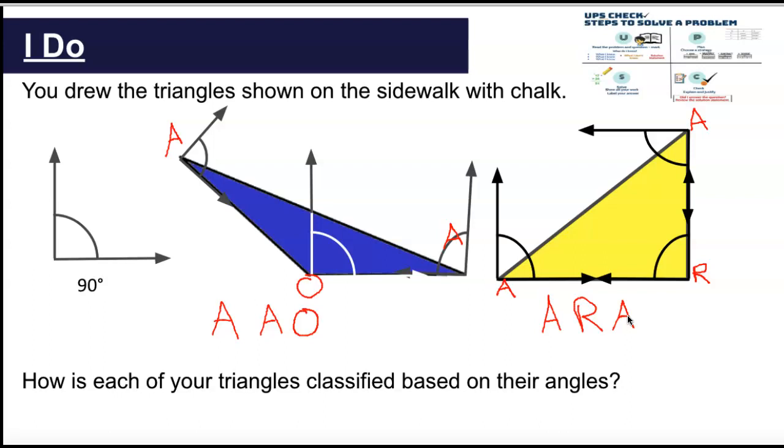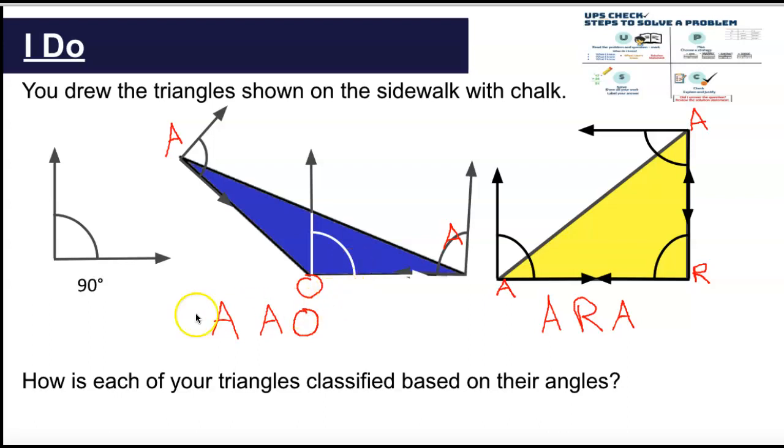So, to answer the question, how is each of your triangles classified based on their angles? I know that this is a right triangle because it forms a right angle. This is an obtuse triangle because it has a measurement that is greater than 90 degrees.